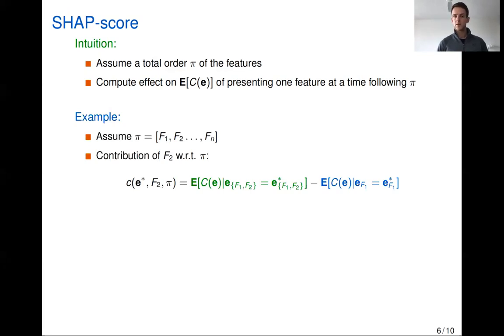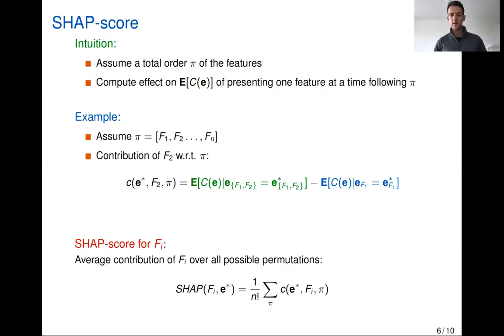And of course, we can generalize that. For a given order, we can compute the contribution for any feature by fixing the prefix in the order and then computing the difference between the expectations of including that feature and not including that feature. The Shapley score for feature Fi is defined as the average over the contribution of Fi for all possible permutations. So we don't just consider one order, but we consider all possible orders over the features, and we can compute the contribution for Fi for each order.